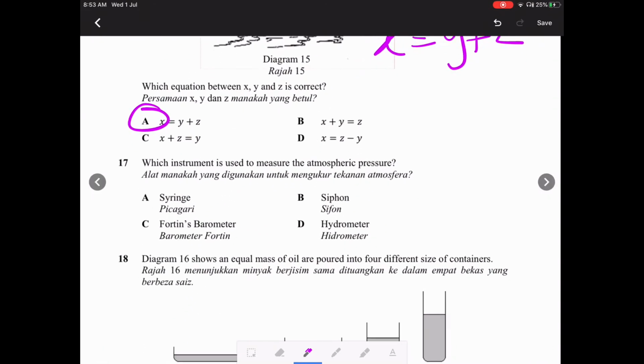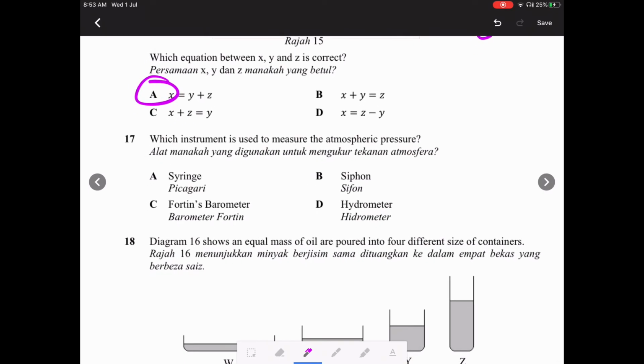Alright, number 17. Which instrument is used to measure the atmospheric pressure? So, hydrometer. Untuk mengukur density. Siphon. Syringe, siphon. Ini adalah aplikasi untuk number 17 ni. So, syringe bukan untuk atmospheric pressure. So, ini ialah untuk different pressure. Ini salah. Okay, siphon juga untuk different pressure. Hydrometer adalah untuk mengukur density juga salah. So, barometer ialah instrumen yang digunakan untuk mengukur pressure. Okay, number 18.